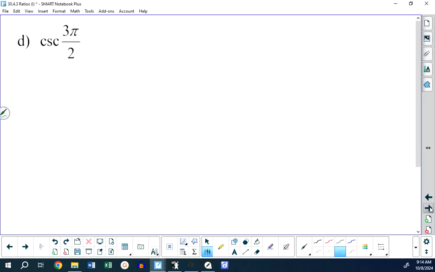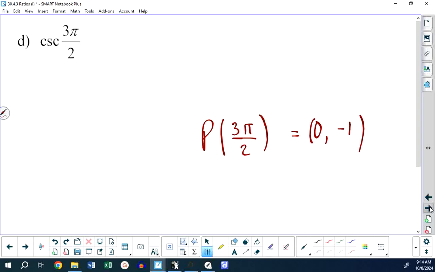Cosecant of 3 pi over 2. Well, P of 3 pi over 2 is 0, comma, negative 1. I'm not going to draw a circle for that. 3 pi over 2 is at the bottom of your unit circle. The x-coordinate there is 0. The y-coordinate is negative 1.